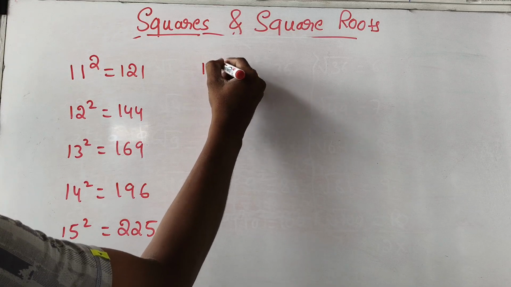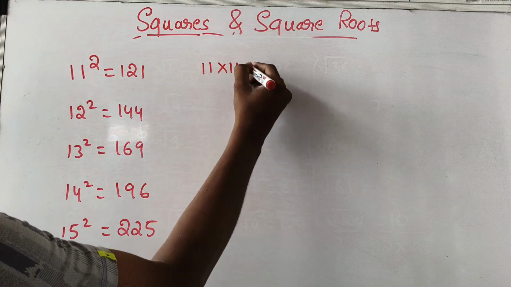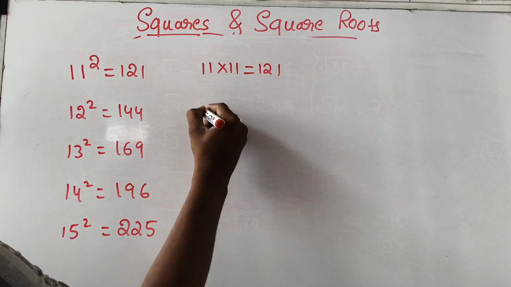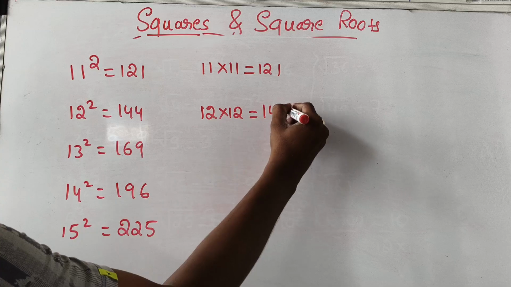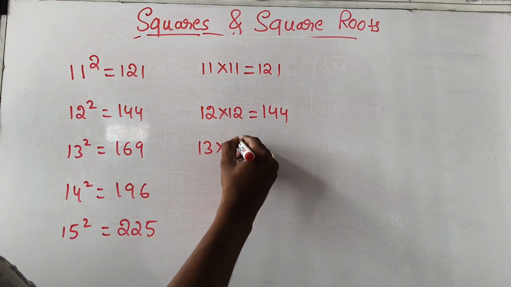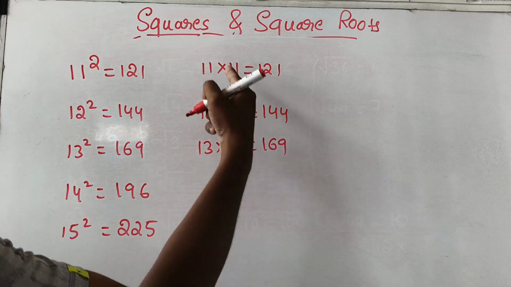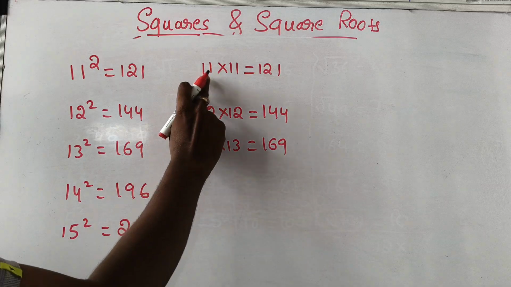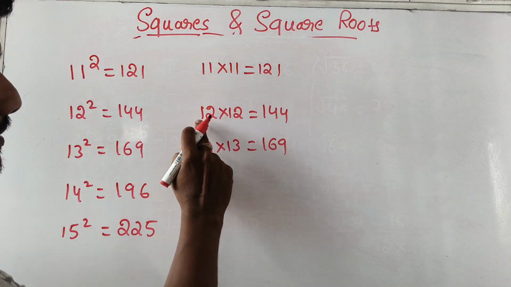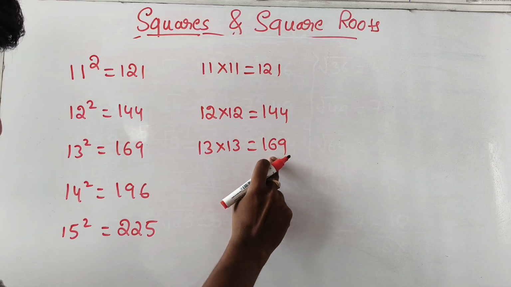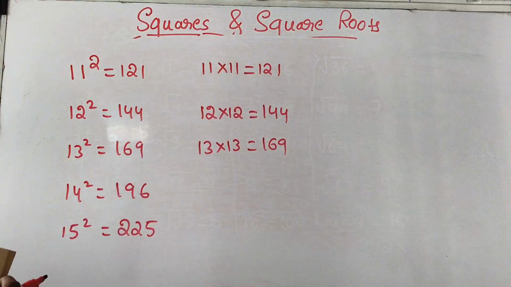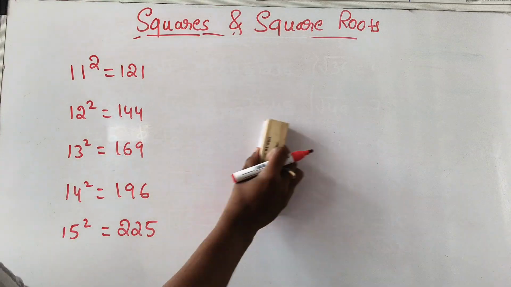These are the square numbers. 11 square is nothing but 11 into 11, that is 121. 12 square is nothing but 12 into 12, that is 144. 13 square is nothing but 13 into 13, that is 169. This is how we are multiplying: 11 into 11, 121, 12 into 12, 144, 13 into 13, 169.